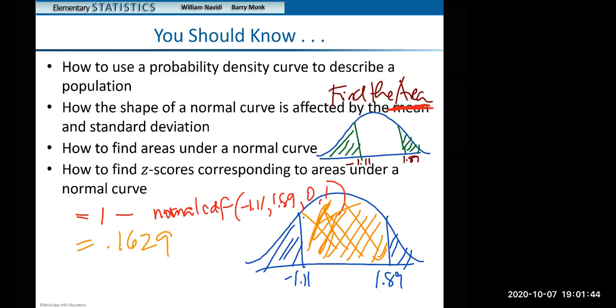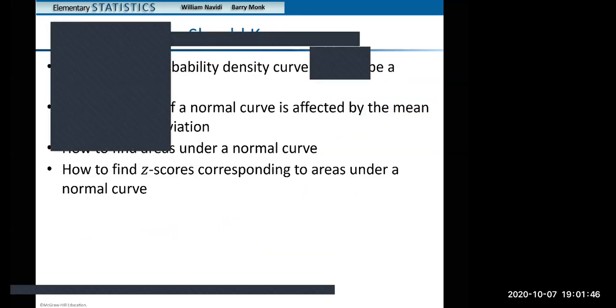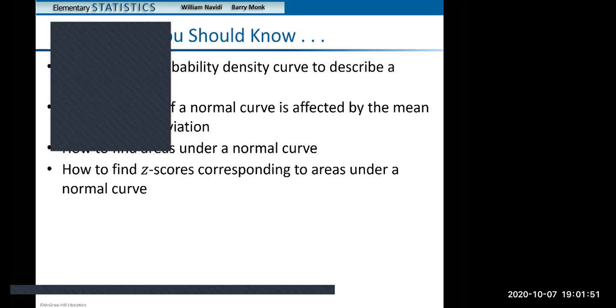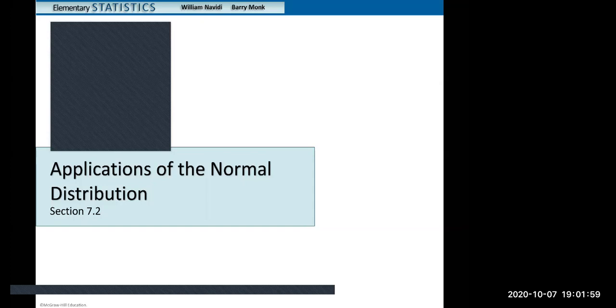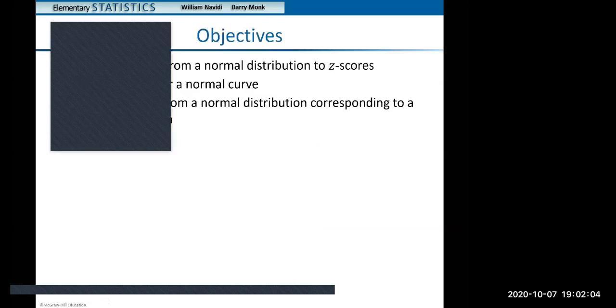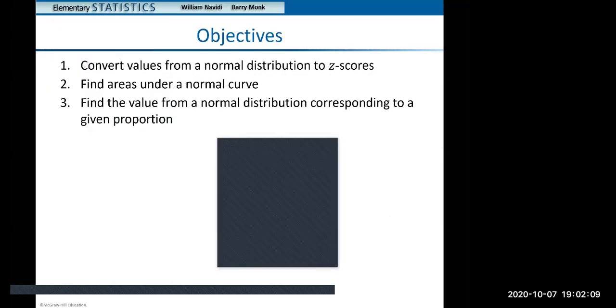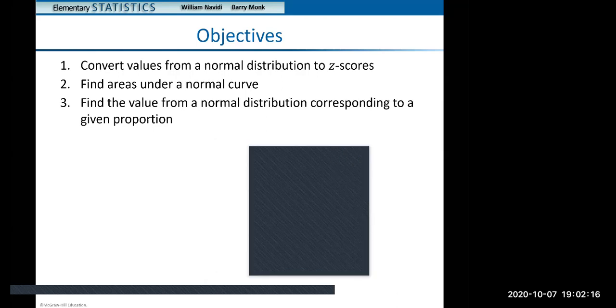Okay, so I already showed you all the possibilities for solving the areas and finding the z-scores. So let's proceed to the next section, applications of the normal distribution. Objectives: convert values from a normal distribution to z-scores, find the areas under a normal curve, and find the value from the normal distribution corresponding to the given proportion. So take note of this.